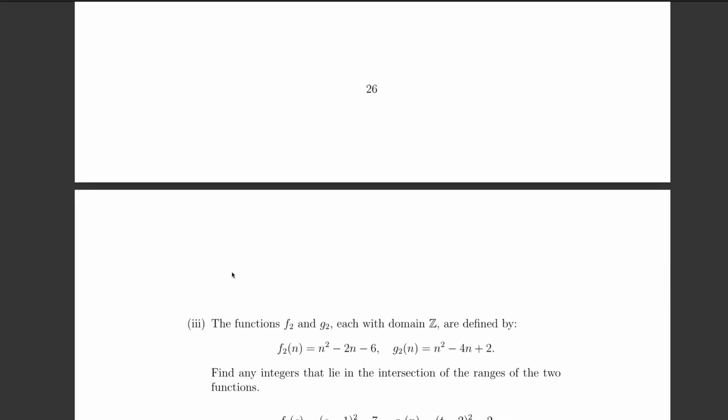Anyway, for part 3, they gave us two new functions, f2 and g2, and they both have the domain of integers defined by this. And then they ask us to find any integers that lie in the intersection of the ranges of the two functions. So it's basically the opposite of what they wanted in part 2. In part 2, they asked us to prove that there were no integers that intersected in the range, and now they're trying to find the integers that lie in the intersection.